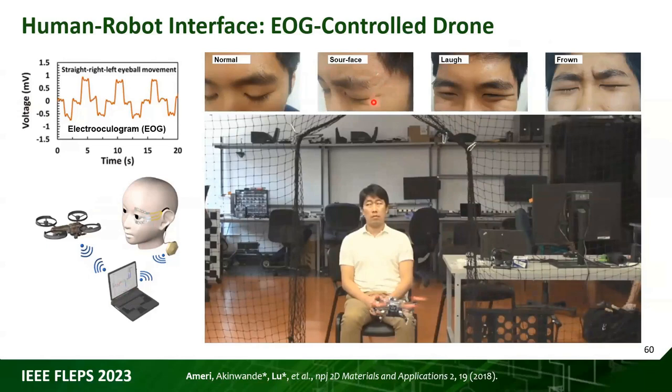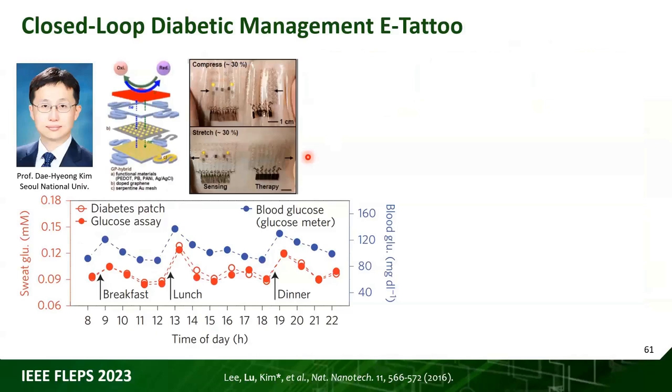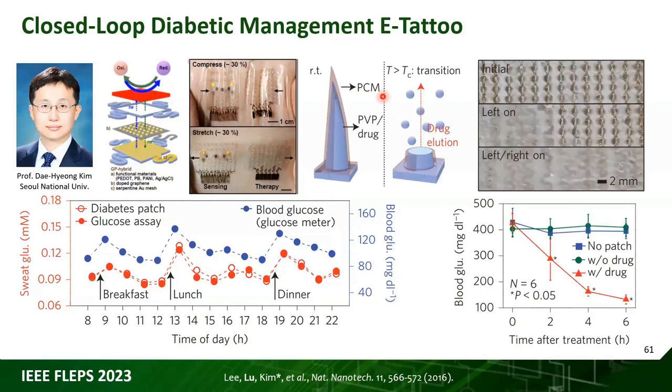And I also want to highlight this closed loop diabetic management e-tattoo made by Daehyun, where on the one side, he can measure the glucose. On the other side, he has microneedles that can deliver metformin under heat. So when he detects high glucose, he can trigger the microneedles to deliver metformin to lower the glucose.